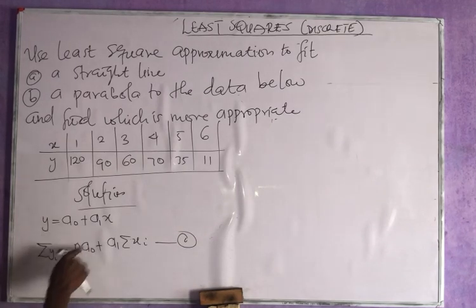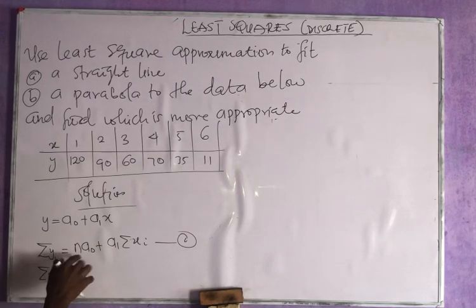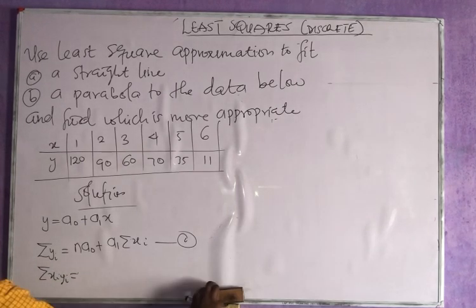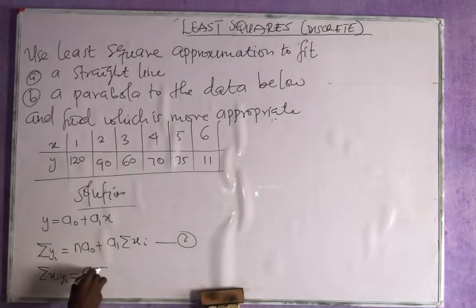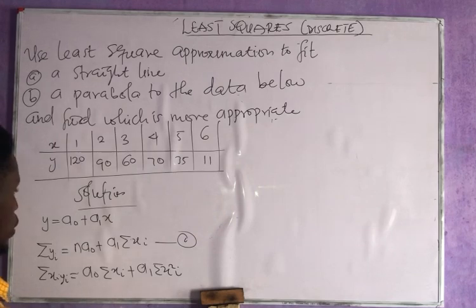Before you have a0 and a1, you have to look for another equation. So you simply multiply x through this one, and that will give you xi yi equals, once you multiply this one by x, the n will not come again. So here it becomes a0 summation of xi plus a1 summation of x squared i. We name this one equation 2.